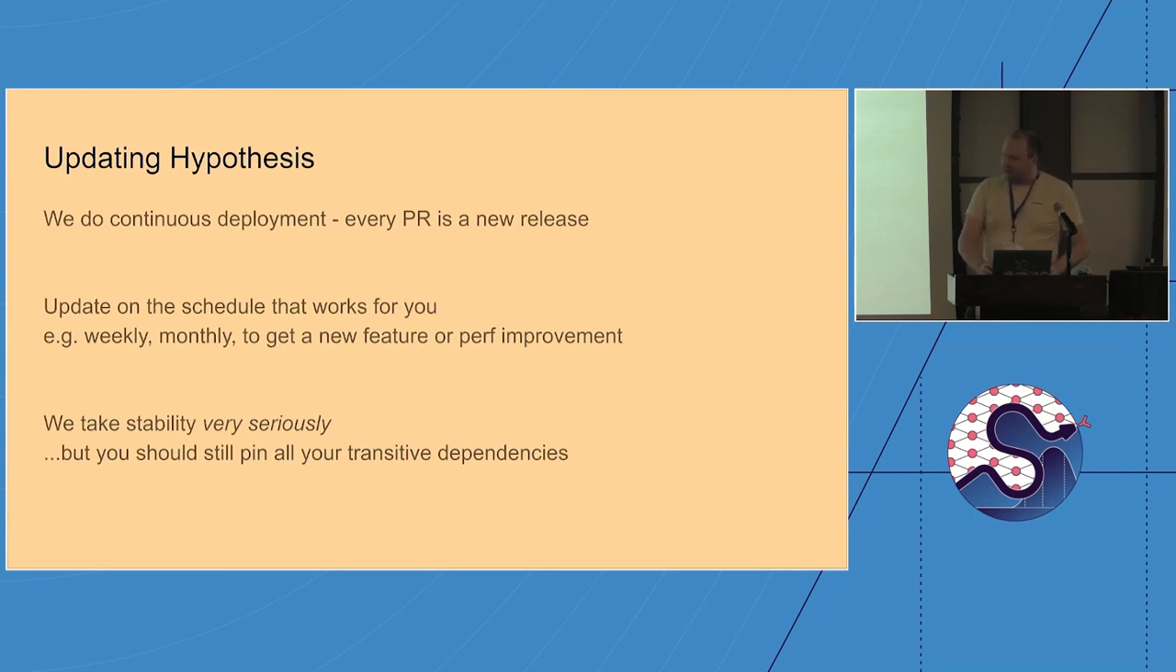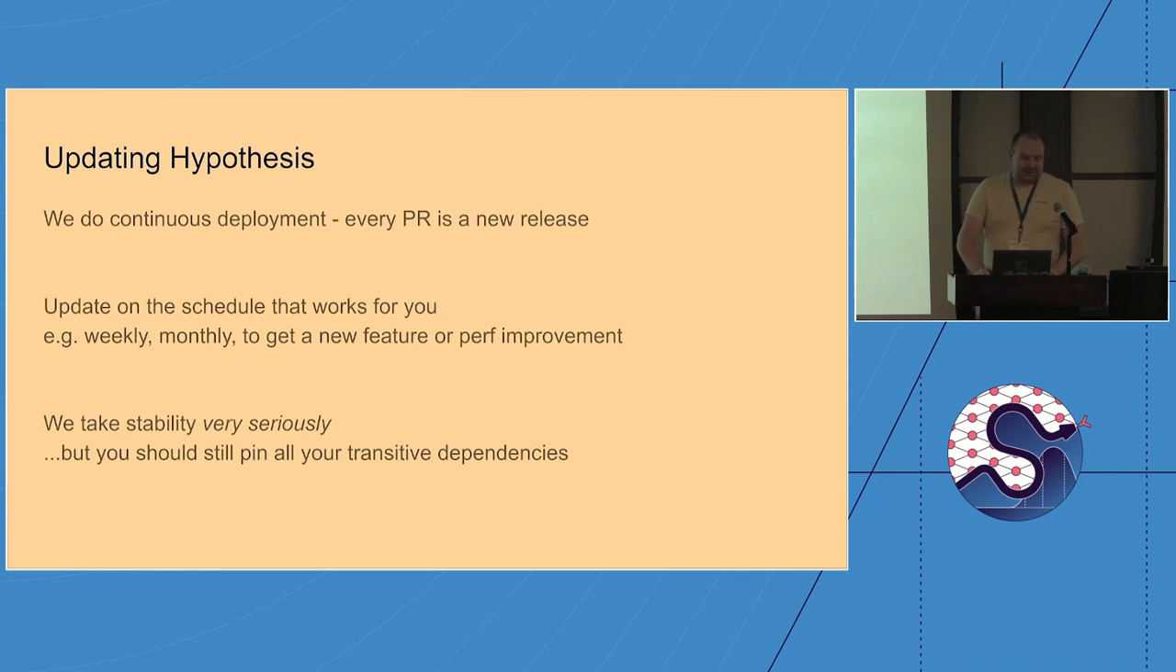As to Hypothesis update cadence, the way we manage this is that every single pull request results in a new release. So if you report a bug, it will get fixed reasonably quickly, and then it will be released as soon as the bug fix is merged. Maybe like 15 minutes later. That helps avoid the problem where you fix a bug and then it sits on master for 2 months while you wait for it to be released, and then you need to work around it in your own code, which is not fun.